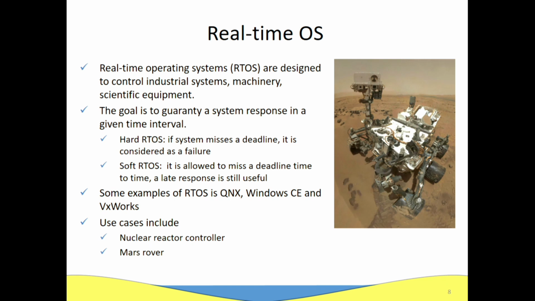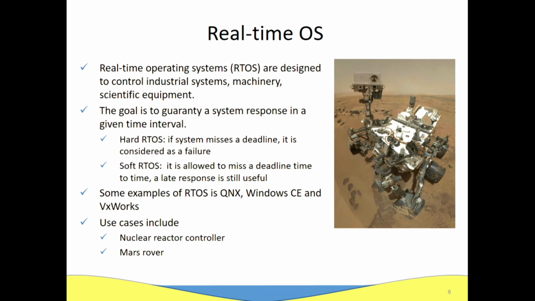In soft real-time operating systems, it is allowed to miss a deadline from time to time, but on average, the system has to respond on time. And in case a deadline is missed, the response is still useful. So in that case, soft real-time operating systems are used. Some examples of real-time operating systems are QNX, as mentioned earlier. It's embedded and it's real-time.